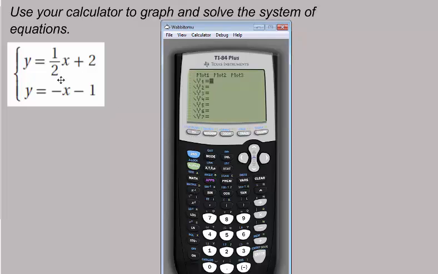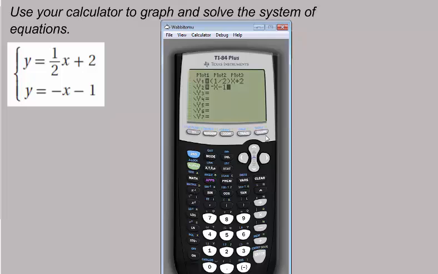So I'm going to go to y equals, I'm going to plug in my top equation. So in parentheses, the way you do fractions is in parentheses do 1 divided by 2, close parenthesis. Your x button is to the right of that alpha button, plus 2. Then I'm going to go down to my y2, and I'm going to plug in my second equation. So negative x, make sure you use that negative button whenever it's not an operation. So I've got my two equations.